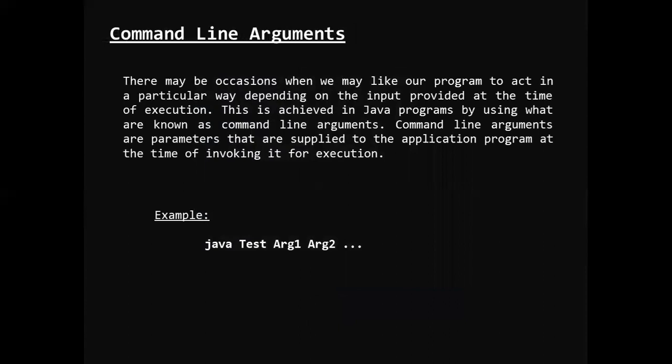Command line arguments. There may be occasions when we may like our program to act in a particular way depending on the input provided at the time of execution. This is achieved in Java programs by using what are known as command line arguments. Command line arguments are parameters that are supplied to the application program at the time of invoking it for execution. Please find one example to pass arguments using the command line.